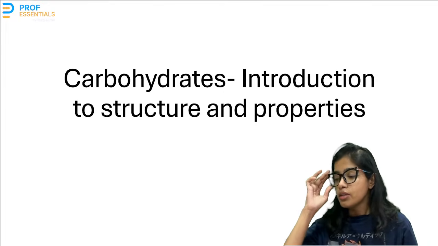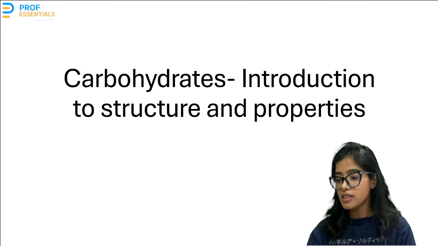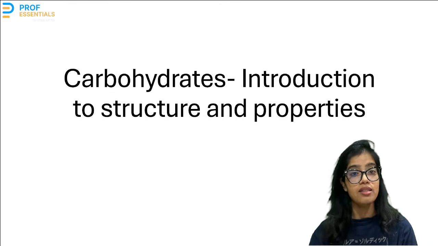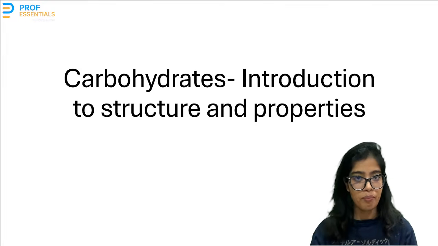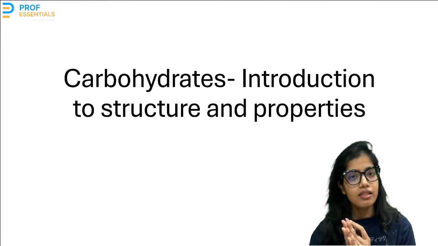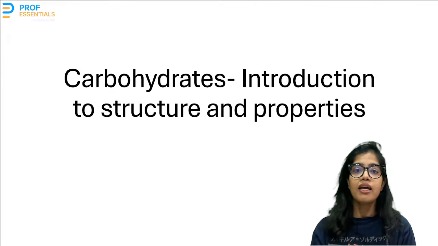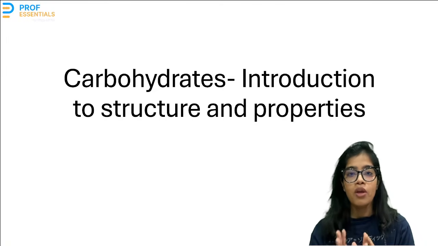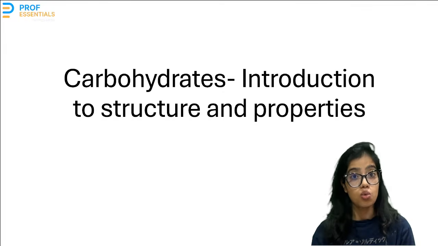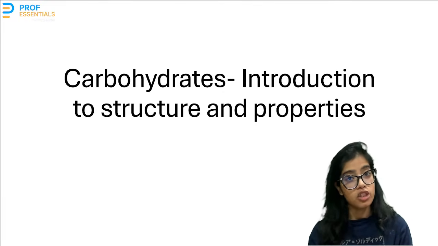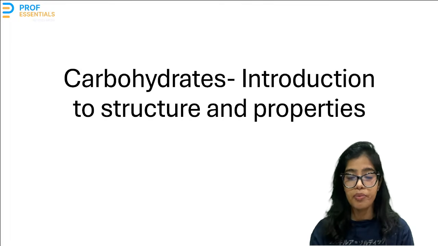So, today we are going to start with biomolecules. The first biomolecule that we are going to read is the most abundant biomolecule, that is carbohydrates. Today we'll be discussing the important properties of carbohydrates, important types of carbohydrates, their structure and their properties. Also, a basic understanding of how to draw their structure, especially glucose, very important. Their clinical and biomedical applications. So these are the basic things that we're going to cover today.